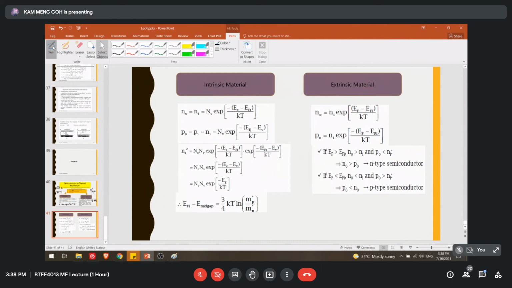Formula wise, these two formulas we have used multiple times. When you multiply both together, it will become Ni squared. Then this is the derivation that we have done just now. For an extrinsic semiconductor, you have the EF and the EFI, and your NO will be changed. When your NO is more than the PO, it is N type; PO more than the NO, P type. So this is what we have learned so far.